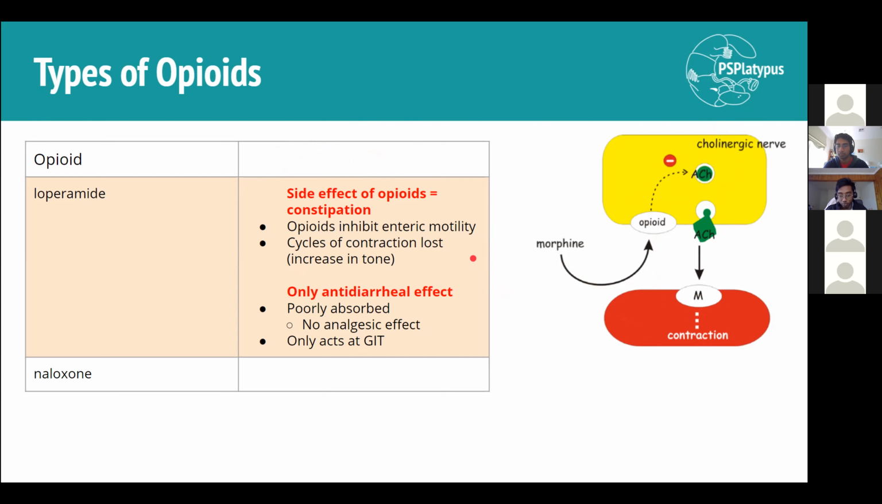Now, this is actually pretty useful in a case where someone has diarrhea, since we slow down movement of the bowels. For example, loperamide is poorly absorbed into the bloodstream, so it doesn't have that much of an analgesic effect and only really acts at the GIT. This allows us to specifically target the gut and have an anti-diarrheal effect.